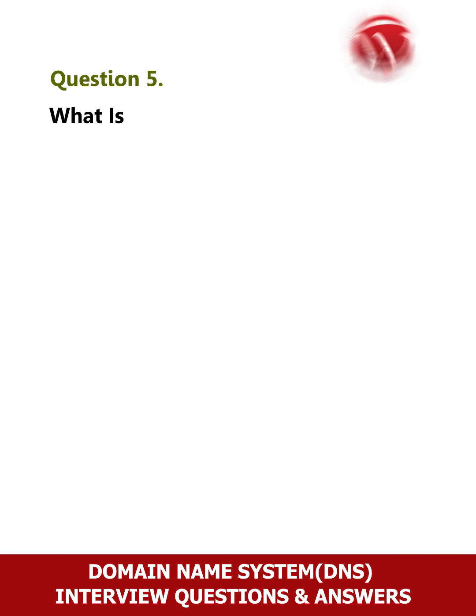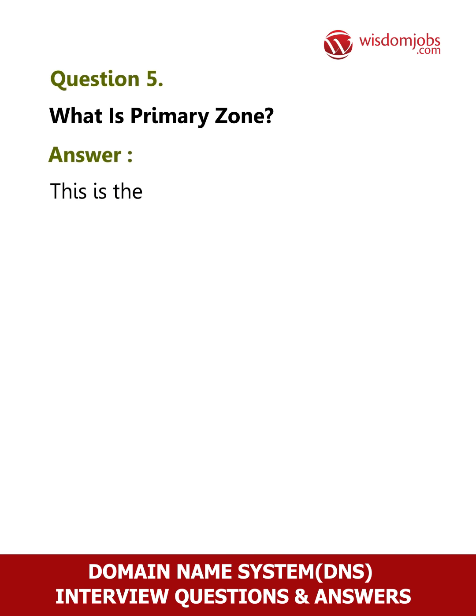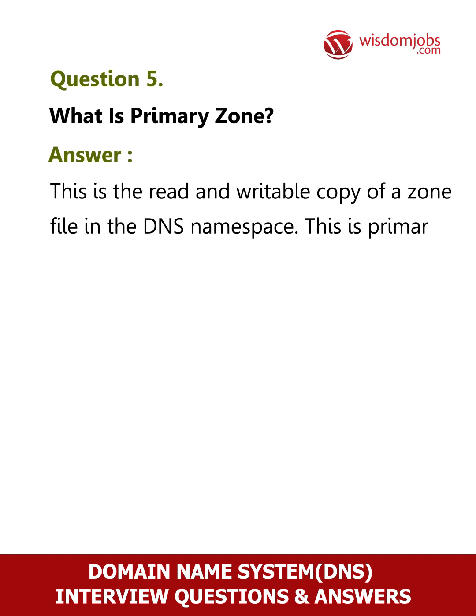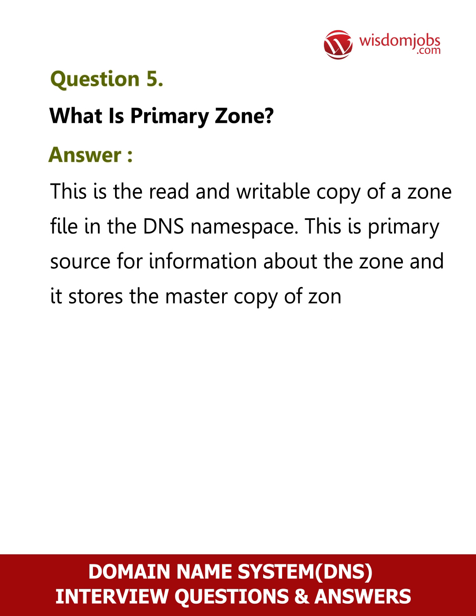Question 5. What is primary zone? Answer. This is the read and writable copy of a zone file in the DNS namespace. This is the primary source for information about the zone and it stores the master copy of zone data in a local file or in a DDS.